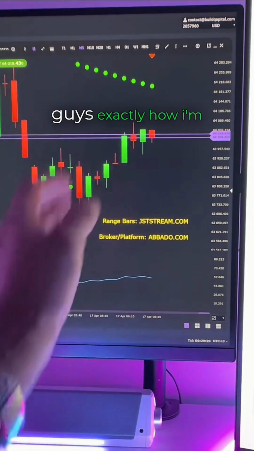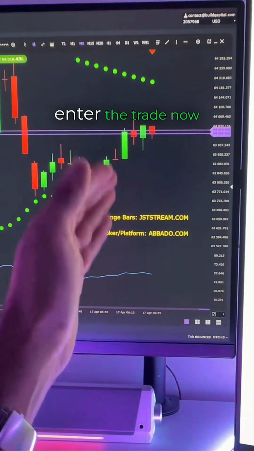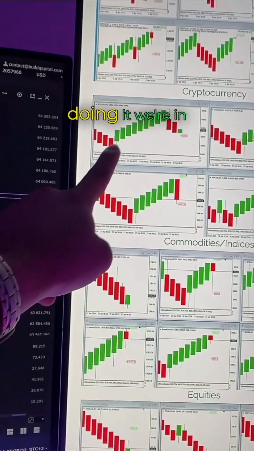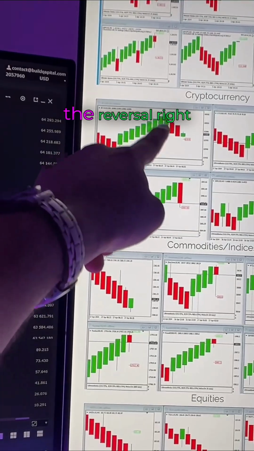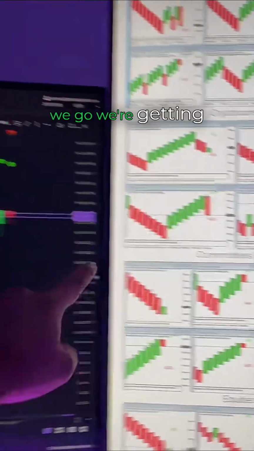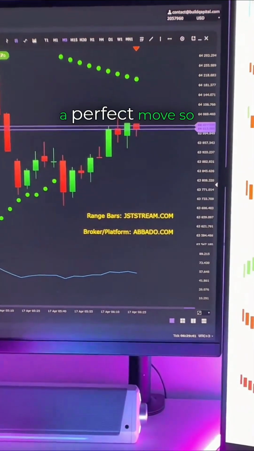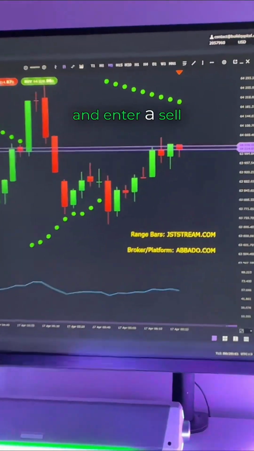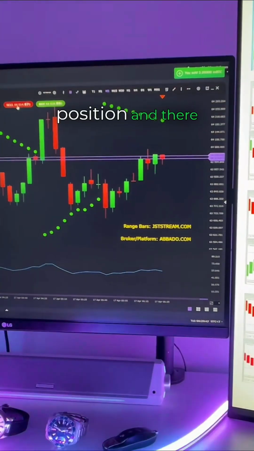Now I'm going to show you guys exactly how I'm going to enter the trade. Let's look at the range bar so you guys understand why I'm doing it. We were in this uptrend. We got the reversal right here. I missed the initial downwards move, but there we go. We're getting that pullback. It's actually a perfect move. So we're in this pullback, and I'm going to go ahead and enter a sell trade, a short position. And there we go.